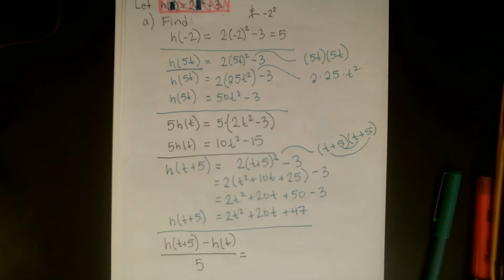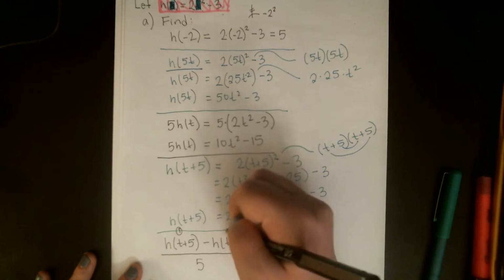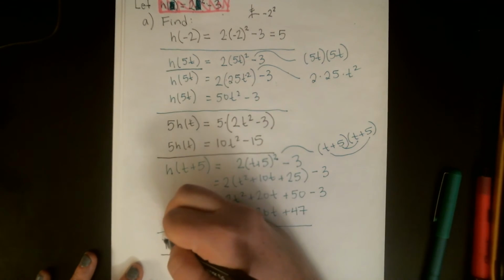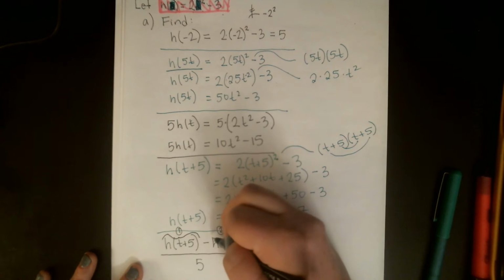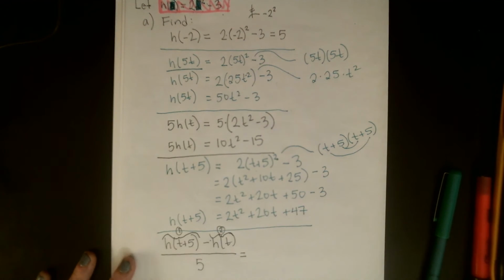So algebraically, to actually calculate this thing, we have a few steps to work through. We're plugging two different things into our function, and we're going to get two different outputs. And once we get those two different outputs, we're going to go ahead and subtract and then divide by 5. So I'm going to number here so that you can see where everything came from. The first thing I'm going to do is plug the t plus 5 into my function.